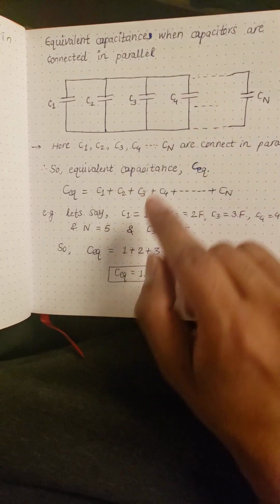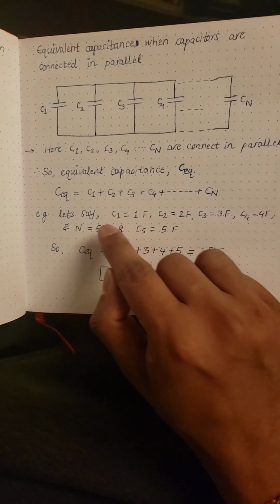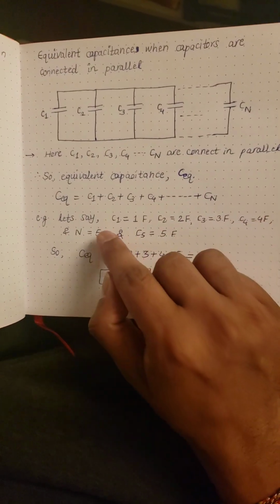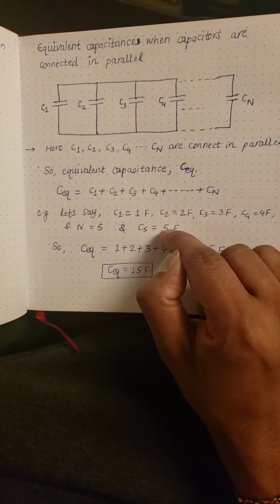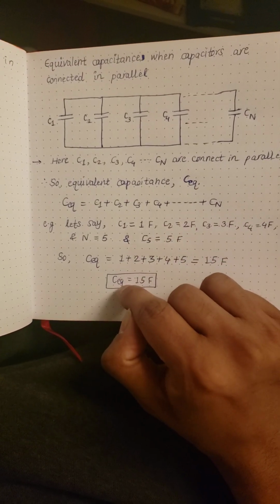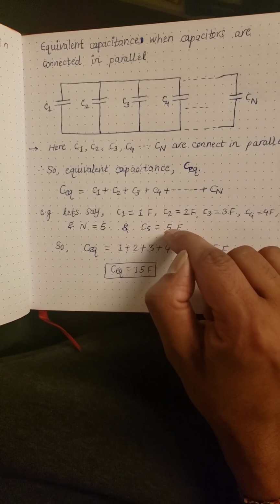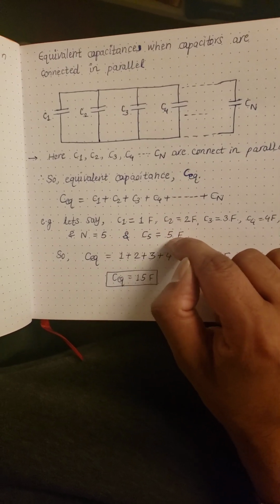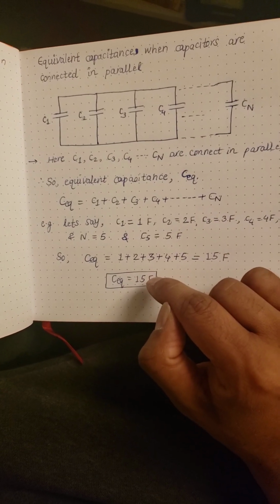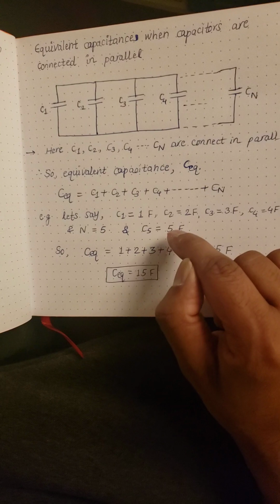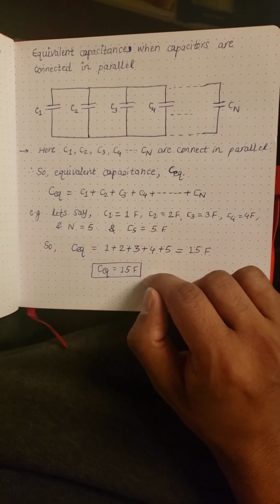What does that mean? See here, the maximum value of capacitance that we considered in this example is 5 farad, right? This is the maximum value of capacitance. So the equivalent capacitance will always be higher or greater than the maximum capacitance in the circuit, which is true here because 5 farad is lesser than 15 farad, or 15 farad is greater than 5 farad. This is what we have to understand.